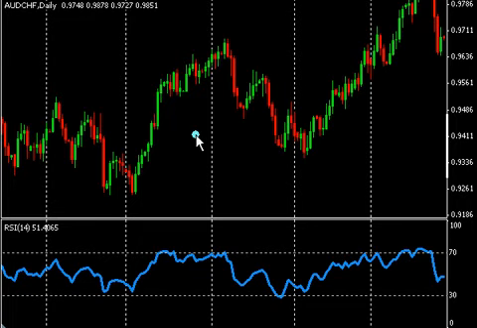Likewise, as the RSI approaches 30, it's an indication that this asset or this currency may be getting oversold and therefore likely to become undervalued. It's either undervalued or overvalued, and it's on a relative basis.